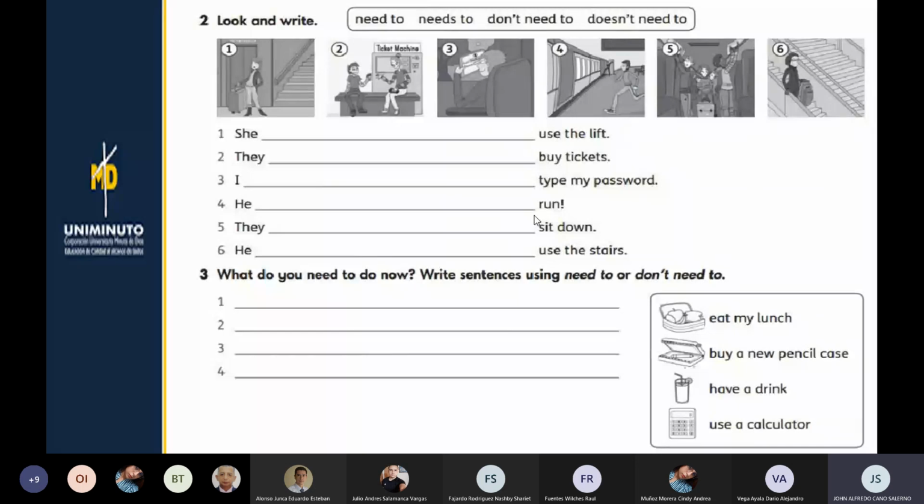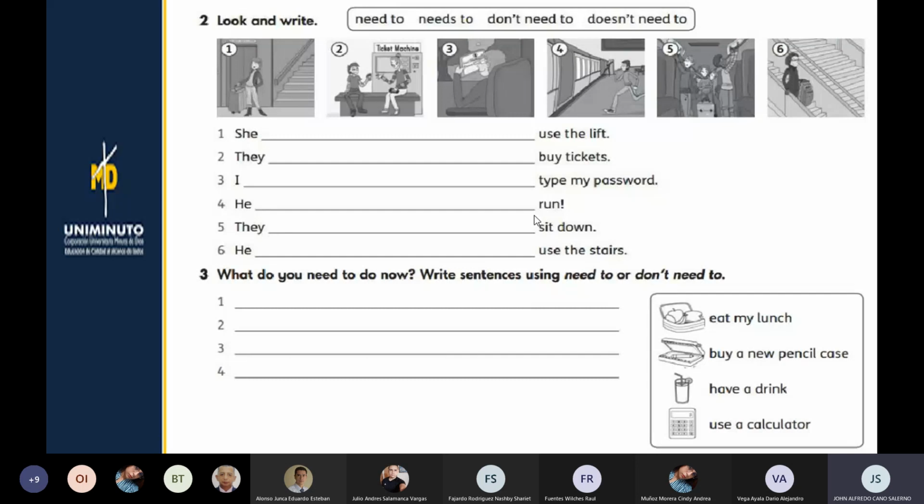So you are going to complete those sentences and write the answers in our chat. En este caso sí necesito que escriban las frases todos en el chat para dejar evidencia del trabajo. Número 3. What do you need to do now? ¿Qué necesitan hacer ahora? Write sentences using need or don't need to. Aquí van a escribir 4 frases que ustedes necesiten hacer utilizando need to or don't need to. Entonces, I need to eat my lunch or I don't need to eat my lunch. Positive or negative, no problem.